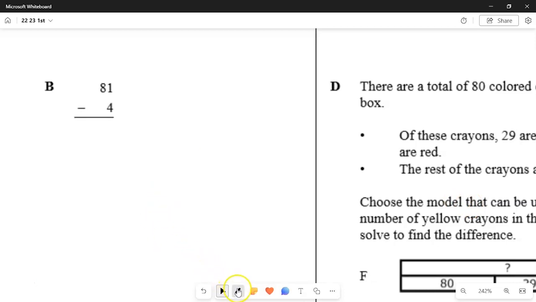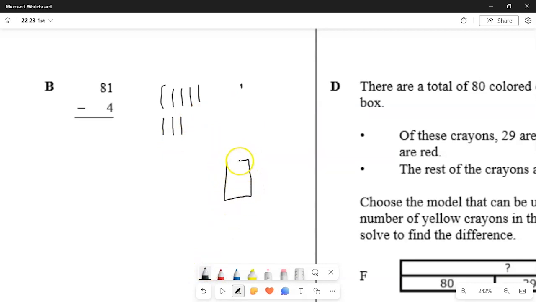If I'm drawing it using base 10 blocks, that's 10, 20, 30, 40, 50, 60, 70, 80, and then 1. That is 81. And then I'm going to take away 4 from that. I'll draw my little index card here to signify what I'm taking away. You can see right there I don't have 4 ones to take away, so that means I have to regroup. I'm going to take one of my tens.